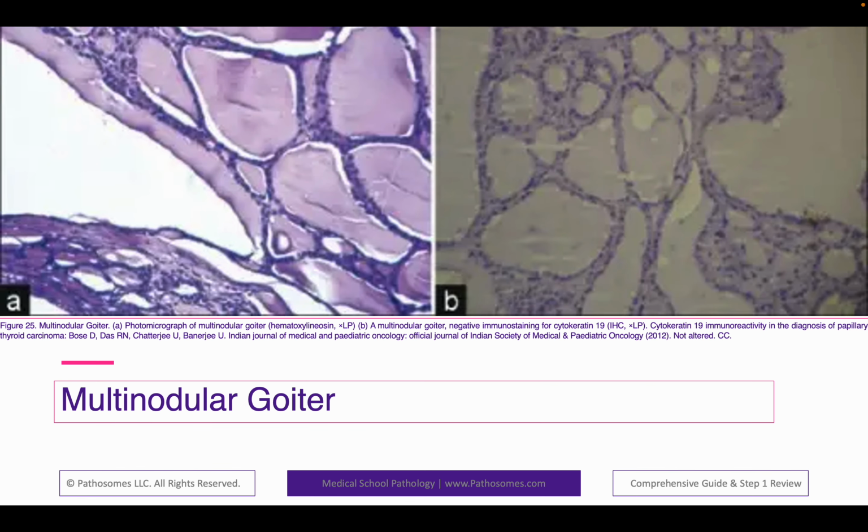Now, here's what multinodular goiter looks like histologically. To the left here in panel A, we can see a photomicrograph of multinodular goiter. And in B, we have the multinodular goiter that's negative for cytokeratin 19. But what I want you to appreciate is all the various thyroid glands that are enlarged, filled with colloid.